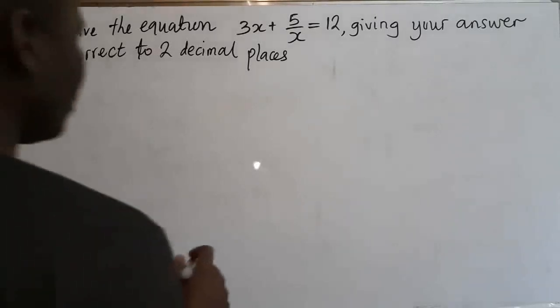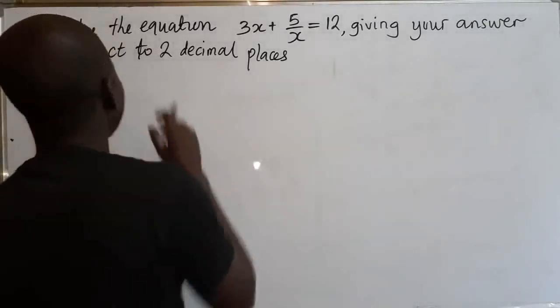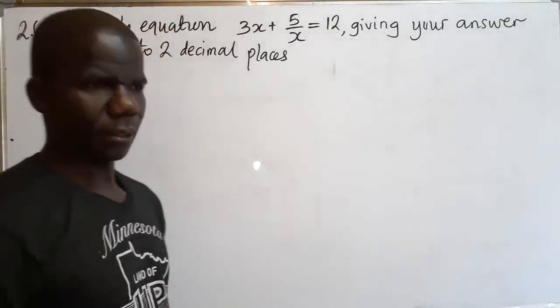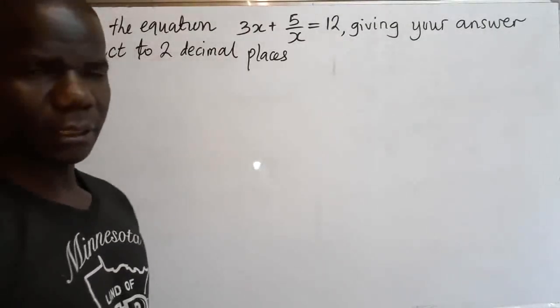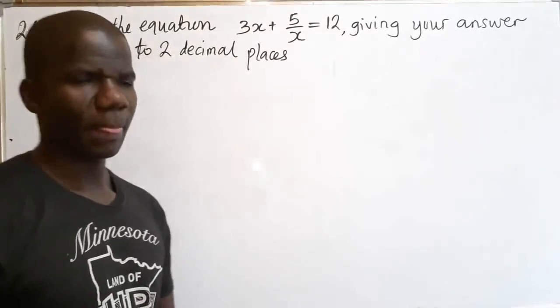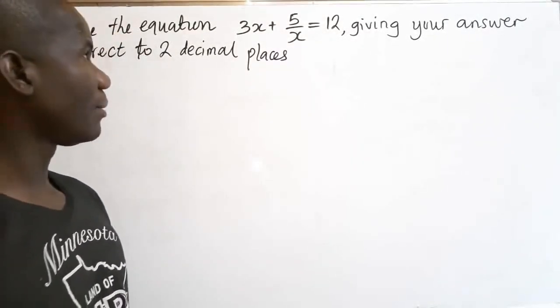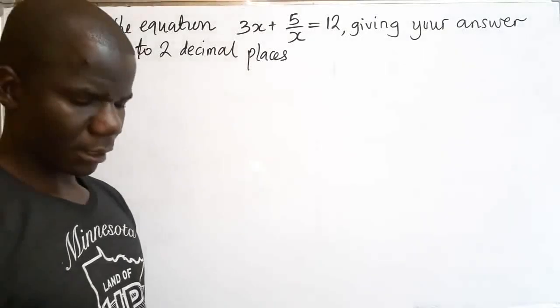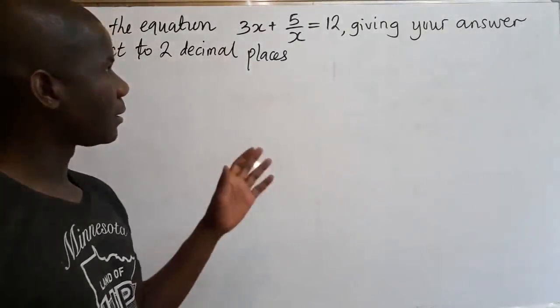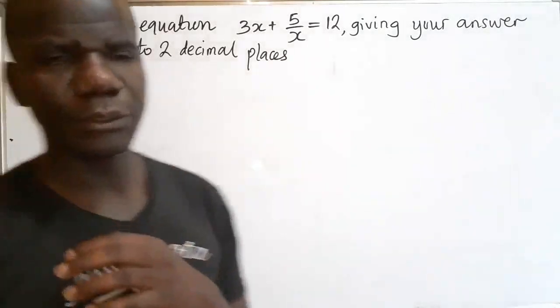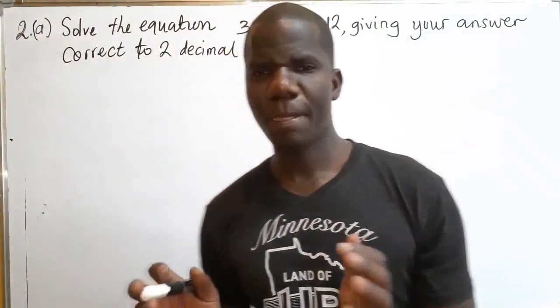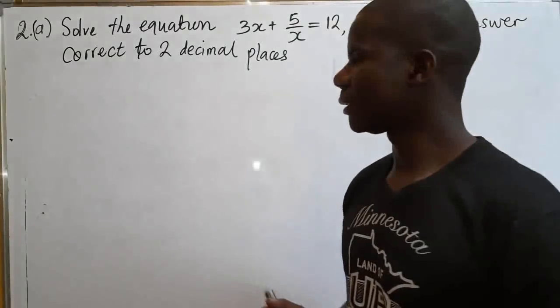Okay, so let's look at question 2a. All right, we'll be coming to B shortly. So question 2a, it's a quadratic equation. What are we supposed to do in order to determine the values of x? When you look at this equation, it has a fraction. So the first thing that we're supposed to do is to get rid of the fraction.